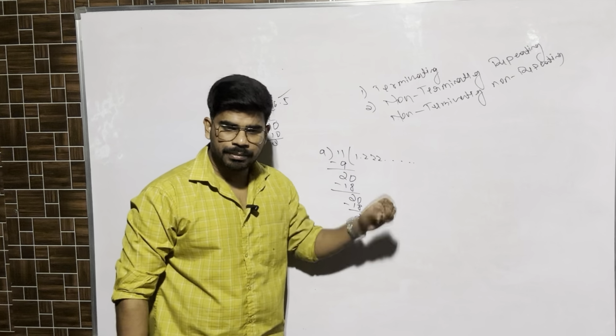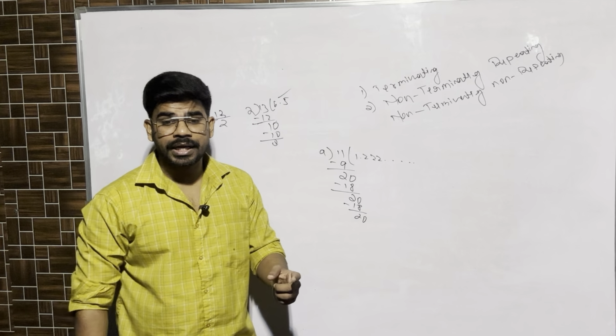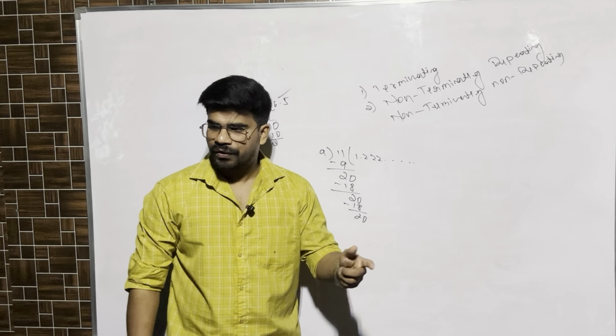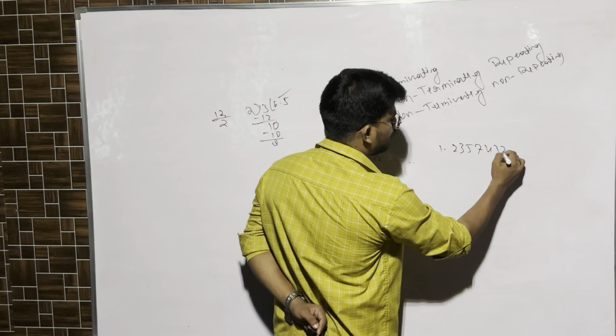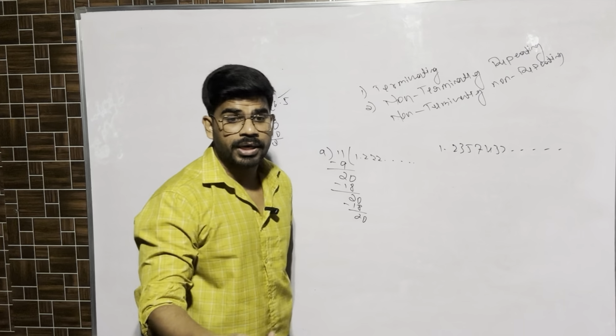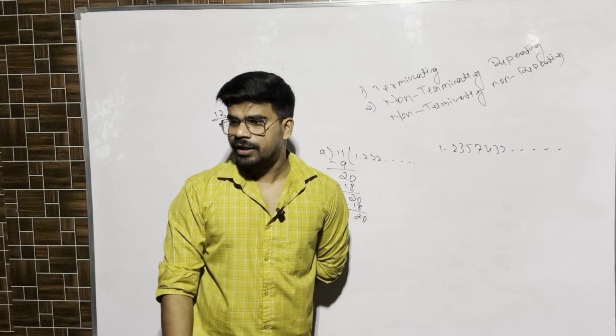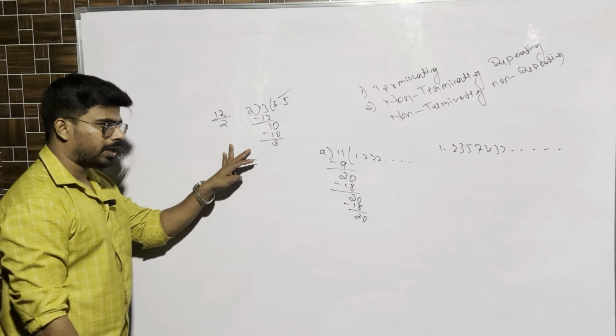So it is non-terminating. But in non-terminating, two categories are there. If only the same number is repeating again and again, that is non-terminating, repeating. If different numbers are coming, for example 1.2, 3, 5, 7, 4, 3, 2 and so on like this, then this is non-terminating, non-repeating.